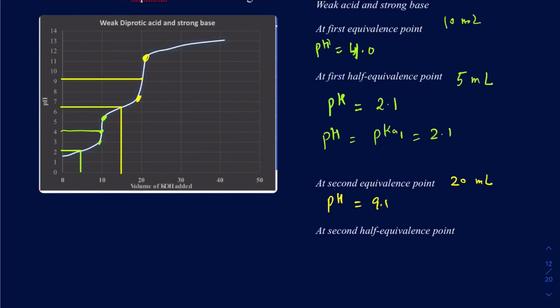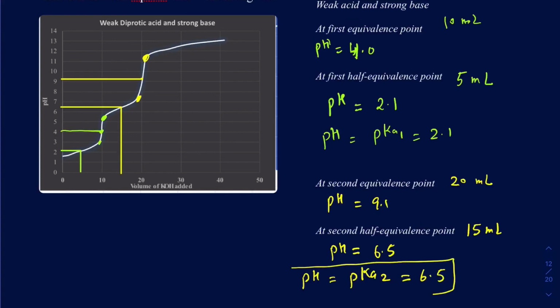So I'm looking at a pH of about 6.5. So at the second half equivalence point, which will need 15 milliliters of your base here, your pH is going to be about 6.5. And what is that pH going to be equal to? Well, since you're losing the second proton, it's going to be equal to the pKa2. So this is how you're going to figure out what the pKa1 and pKa2 are. And obviously you can look at the buffer regions as well. Your buffer region for the pKa1 is going to be 1 unit up and down from the 2.1, and the buffer region for the second loss of proton is going to be 1 unit up and down from 6.5.